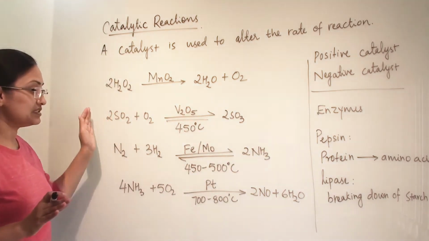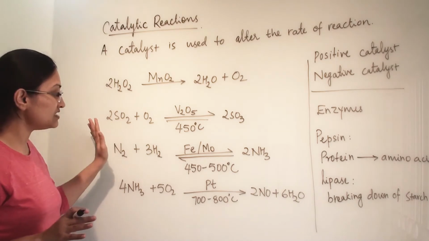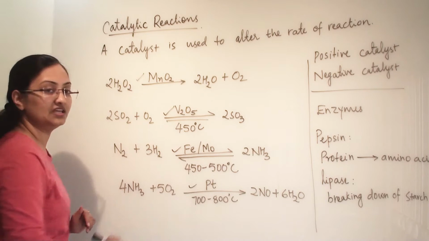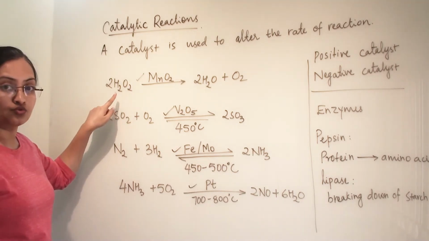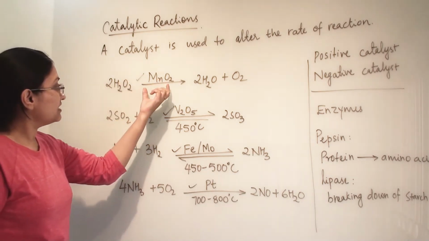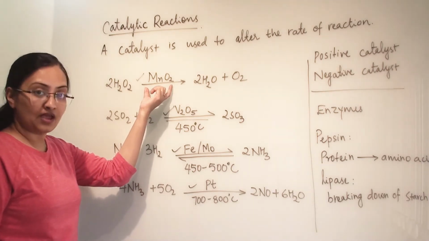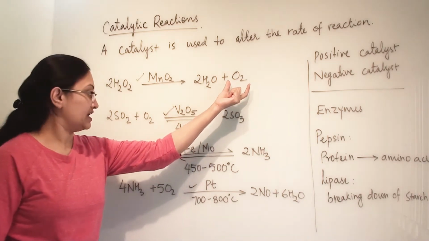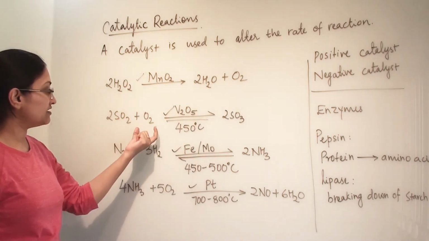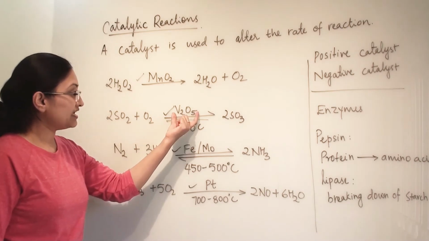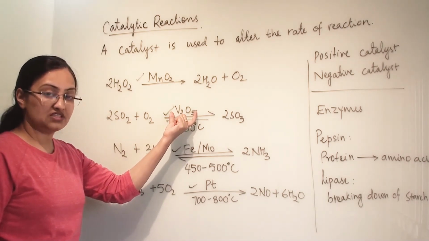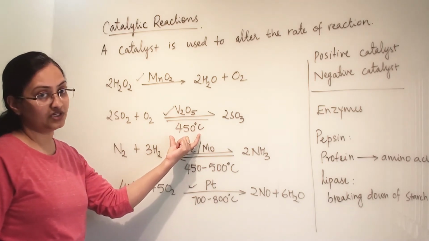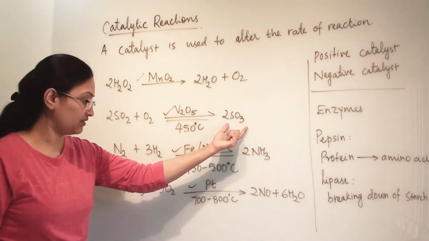So here let us discuss some examples, and in these examples we need to remember what catalyst we have used. When H2O2, hydrogen peroxide, is taken in presence of MnO2, that is manganese dioxide, we will get water and oxygen gas. Then sulfur dioxide reacts with oxygen, and as a catalyst we take V2O5, vanadium pentoxide, at a temperature of 450 degrees Celsius. So we will get sulfur trioxide.